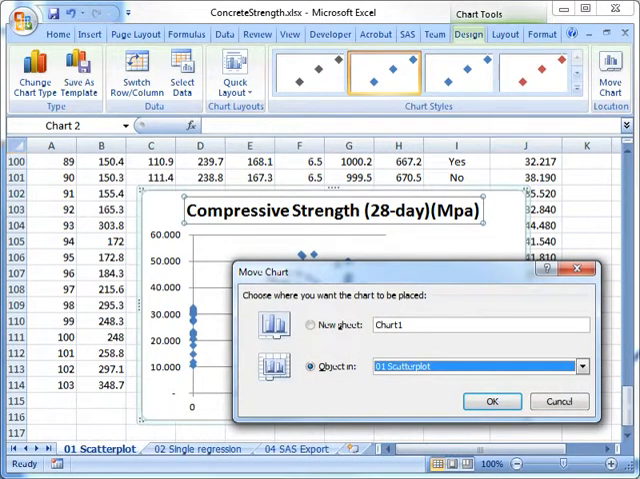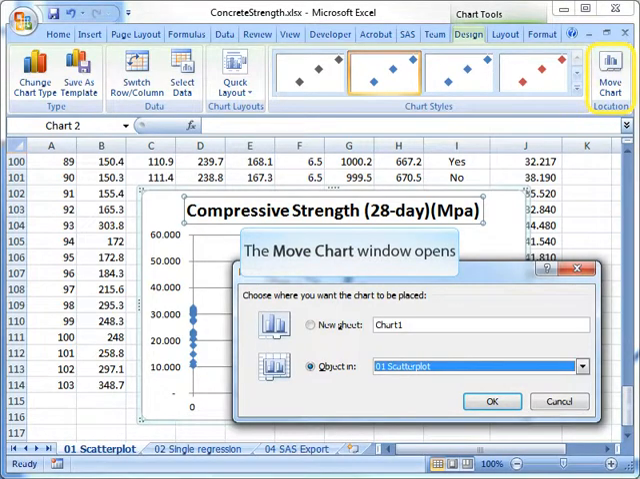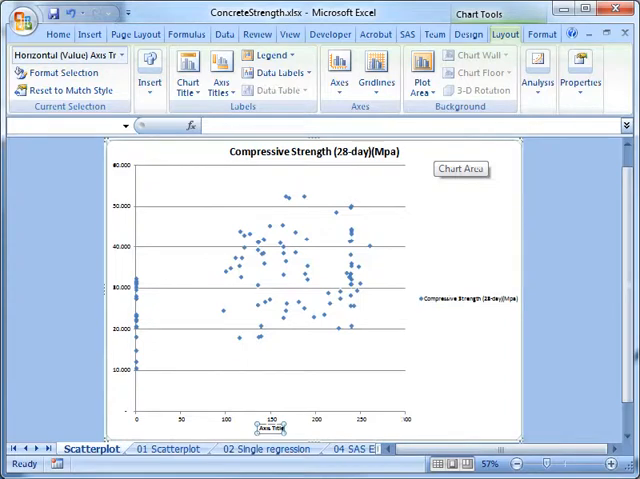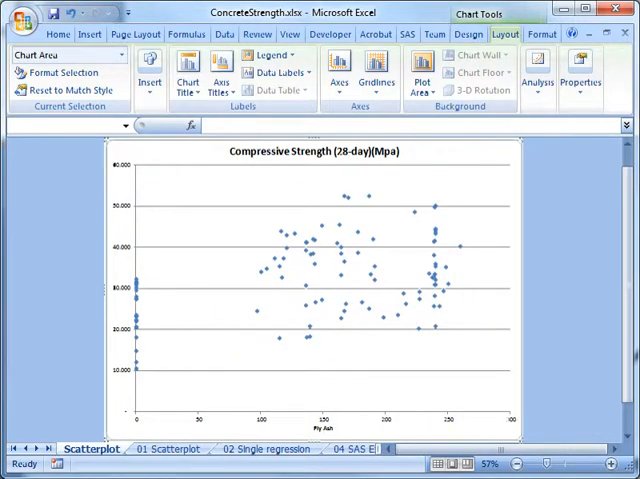Now, what I like to do once I have a scatter plot is to select Design and make sure I move the chart onto its own sheet, which I'll call scatter plot. And that way it's quite a bit larger. Then I should do the layout and make sure I have my axes. So for example, on the x-axis I should have fly ash, and on the other axis I should have compressive strength of the concrete. And I'll leave that for you as an exercise.